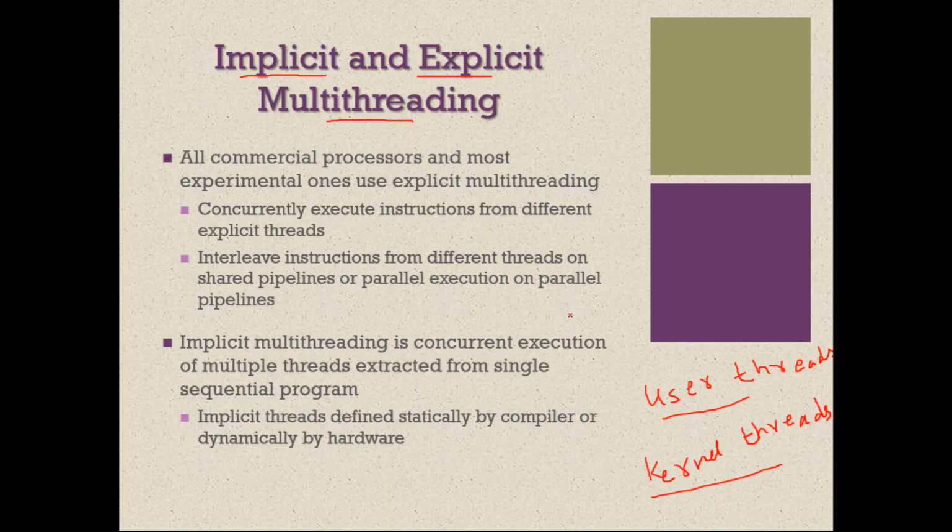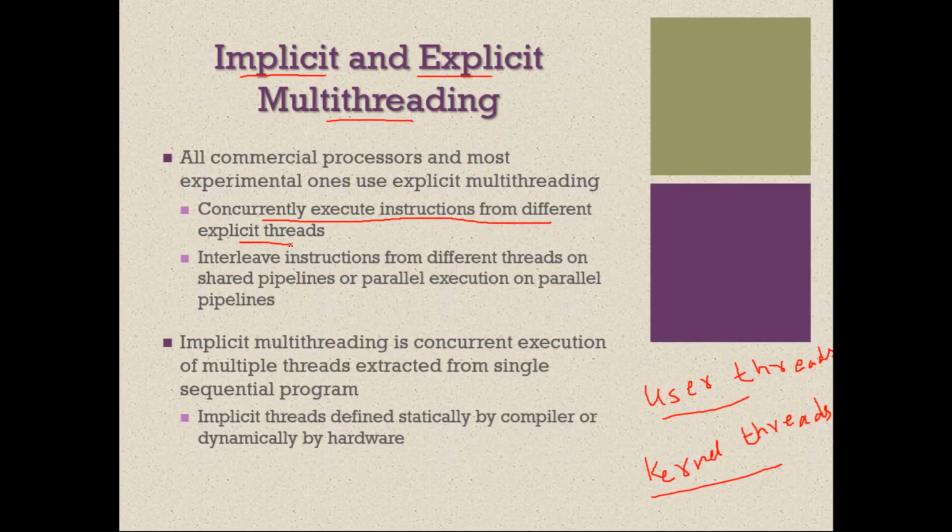So here, what happens? Explicit multi-threading means the processor can concurrently execute instructions from different explicit threads. Concurrency is not parallelism. Please remember, it is context switching. So the processor can concurrently execute instructions from different explicit threads.